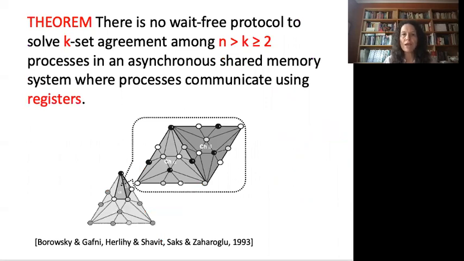K-set agreement is a weakening of consensus that allows up to k different values to be output. It is also known that there is no wait-free protocol for solving k-set agreement in asynchronous shared memory systems where processes communicate using registers. The proofs of this result are considerably more complicated and use arguments from combinatorial topology. A natural question is whether there are simpler proofs of this result.